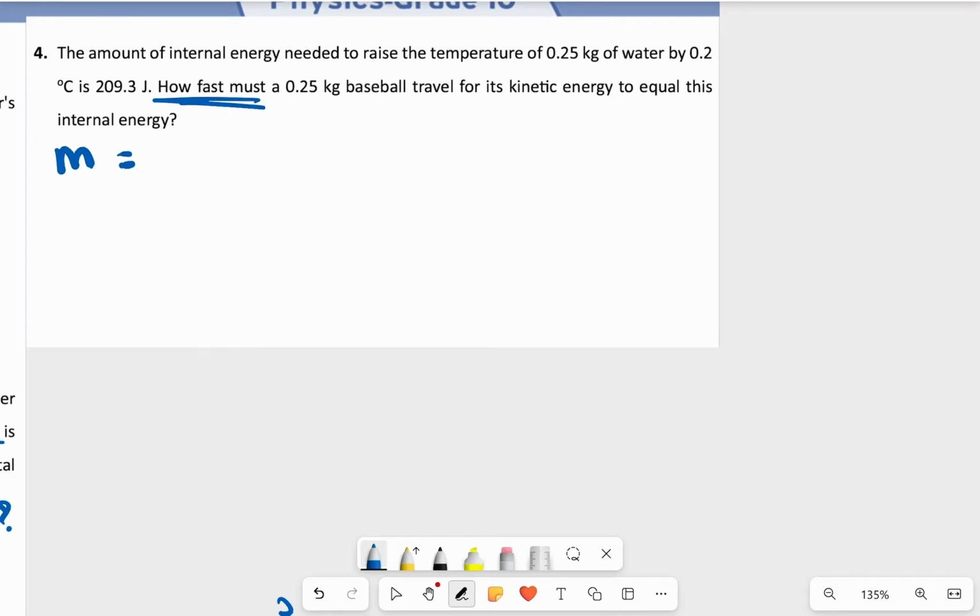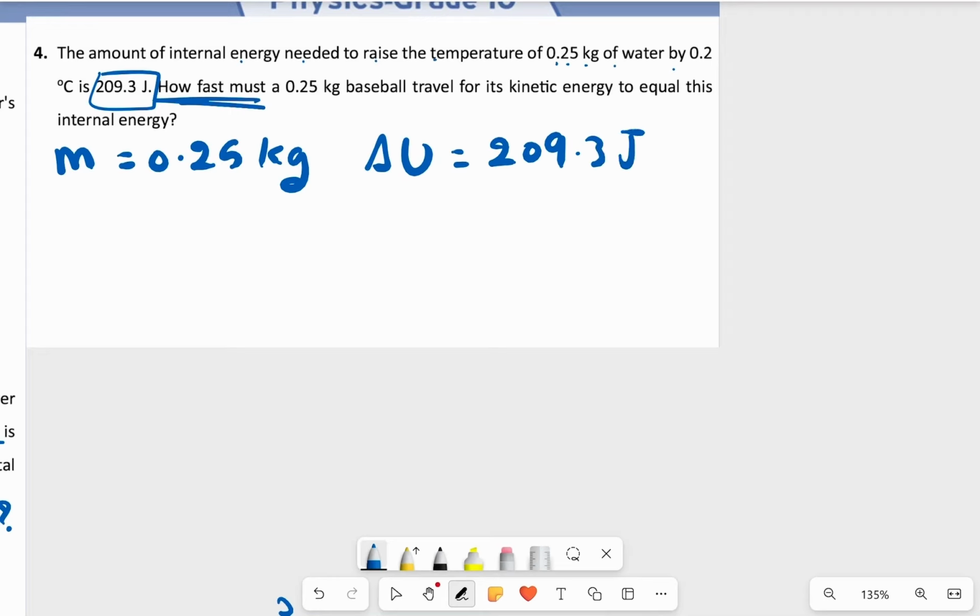Mass is equal to 0.25 kilogram. Then we have delta U. It says the amount of internal energy needed to raise the temperature of 0.25 kilogram of water by 0.2 Celsius is 209.3 joule. This is delta U, 209.3 joule. How fast must a 0.25 kilogram baseball travel for its kinetic energy to equal this internal energy? This is the same mass, so you don't have to write it again.